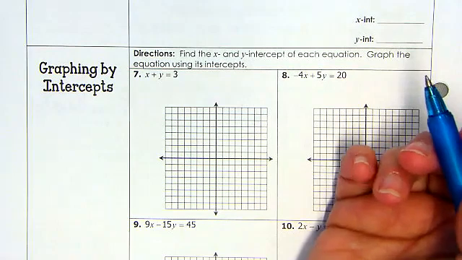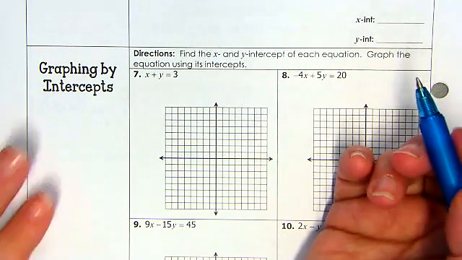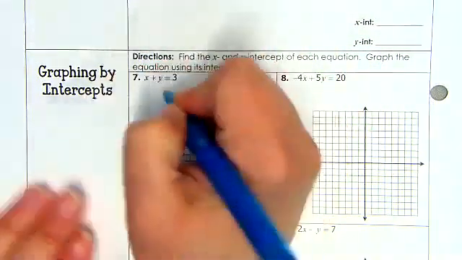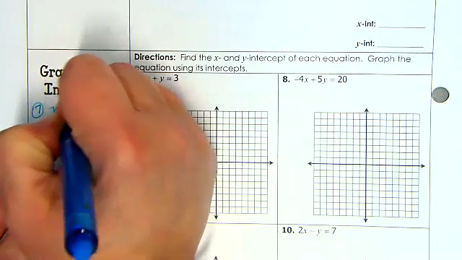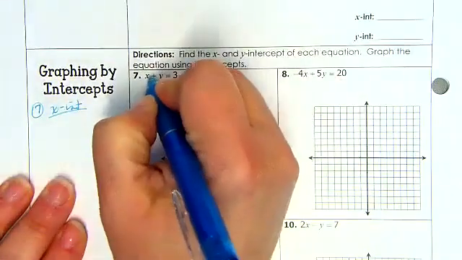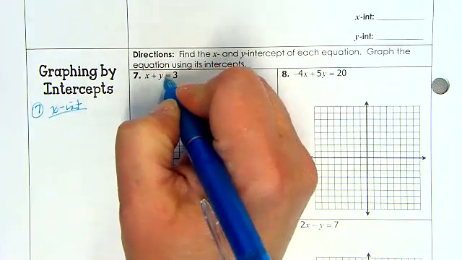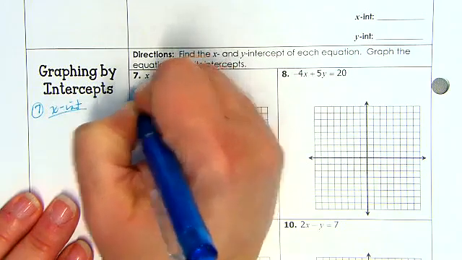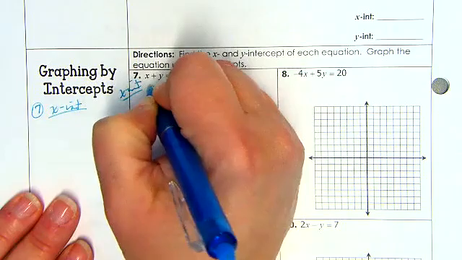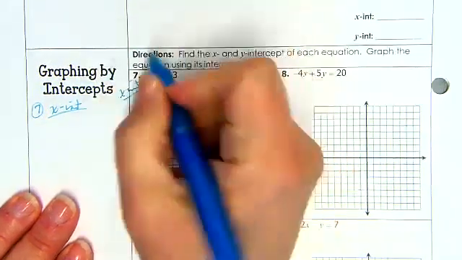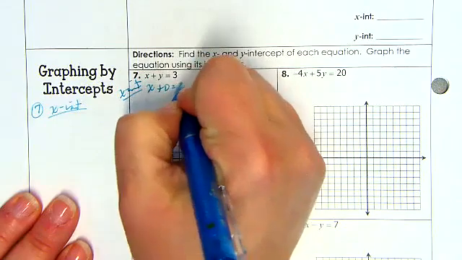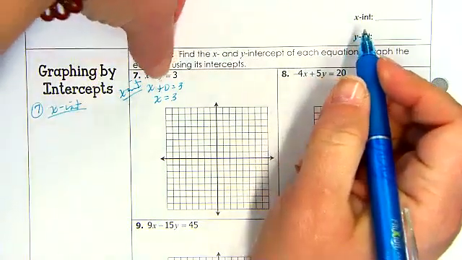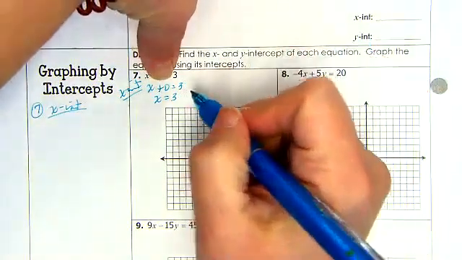And a little trick in helping you to understand this when it's kind of so simple like this is to help you mentally think: I'm plugging in, remember, for the x-intercept. This is number 7. The x-intercept, I'm plugging in 0 for y. There's the x-intercept. So I'm going to have x plus 0 equals 3. So that's going to give me x equals 3. So I plug in 0 for y, and I end up with x equals 3.